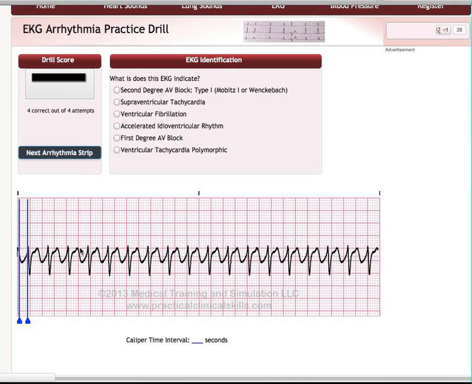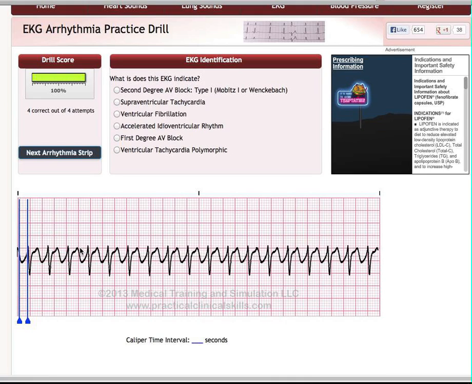There we go. All right, so this is a little more difficult. So we want to look here and see this rhythm, is it regular or irregular? So to me, this looks like a regular rhythm. Excuse me, regular with an R. So let's look at the rate.